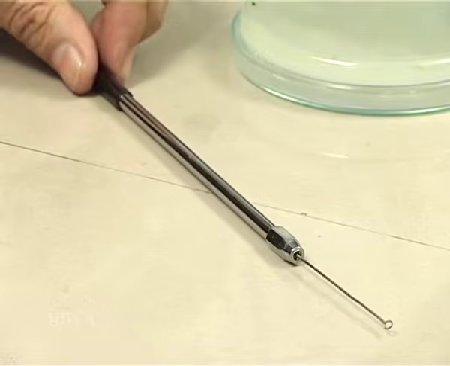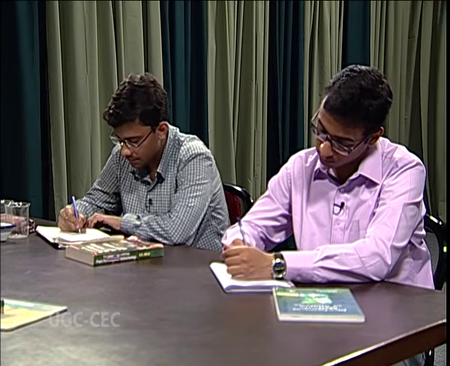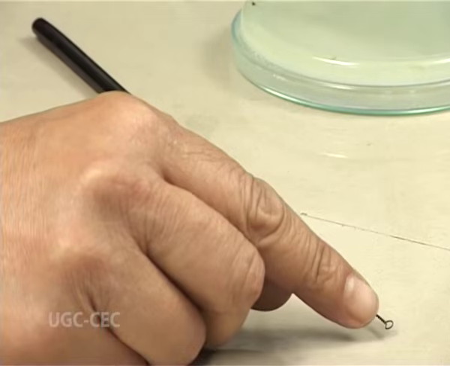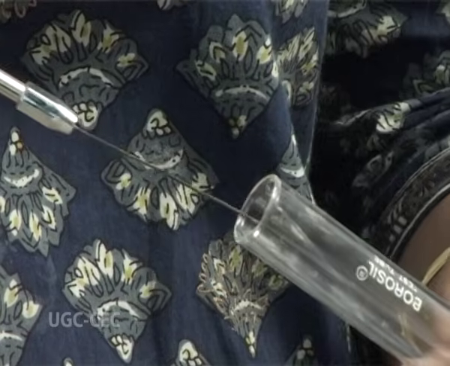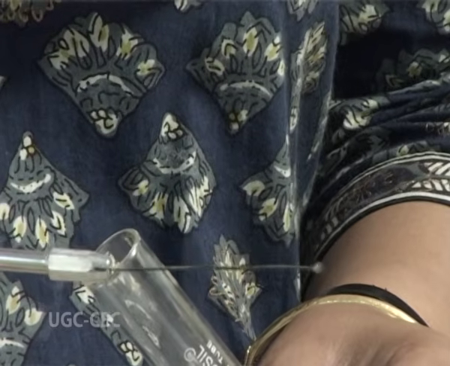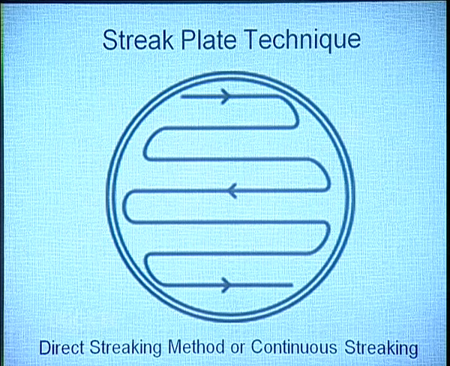Streaking means here you don't use a spreader. In this method, we use another instrument called an inoculating needle or inoculating loop. This inoculating loop has a loop at its top, that means a round circular structure at the top of the needle. When inserted inside a liquid culture media, it forms a thin film of the bacterial culture. And this thin film of bacterial culture has to be spread over the surface of the solid agar media.